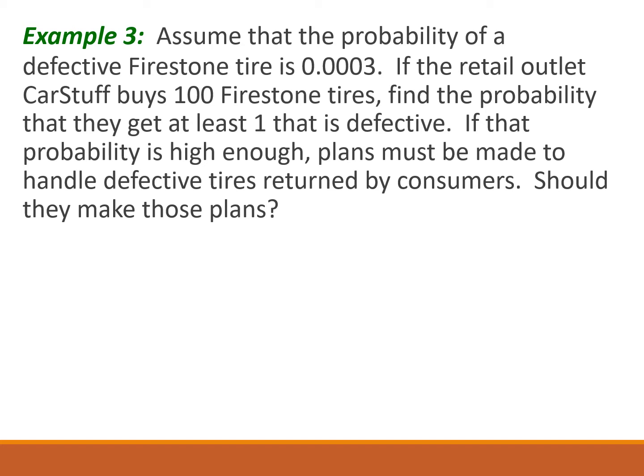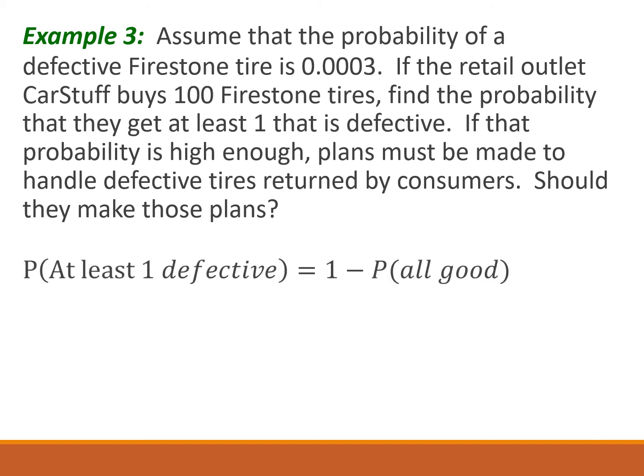All right, so we want to find the probability that they get at least one defective, and that's going to equal 1 minus the probability that they get none that are defective, or in other words, all the tires are good. Okay, so now the question is, what's the probability that a single tire is actually good? Well, we know that the probability that it's defective is 0.0003. So the probability that it's good is just 1 minus that. And we end up with 0.9997, okay, for a single tire to be good.